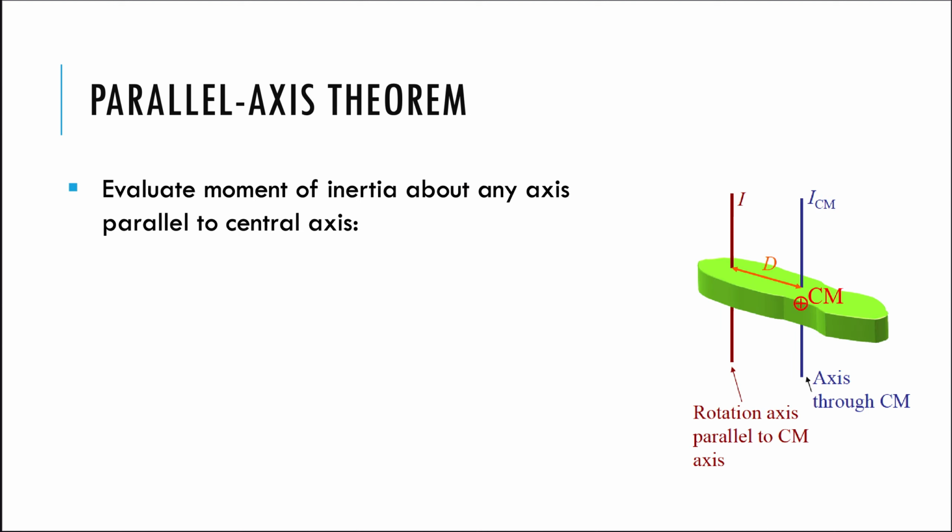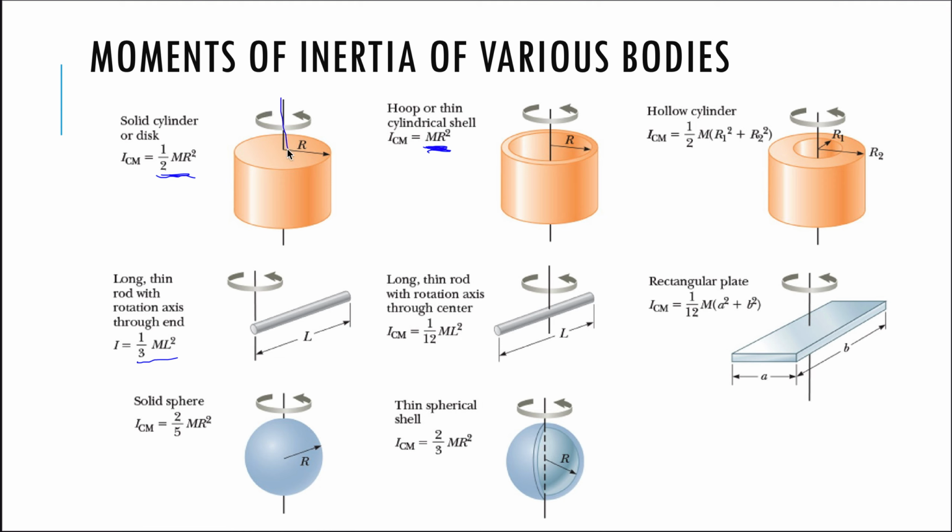The last thing in this video is, what if we want to find the moment of inertia of an object, but it's not rotating about its central axis? The central axis is the axis that goes through the center of mass. In most of the shapes that we just saw, you could see that the axis went through that center. Now there was an exception here, and we'll actually derive this expression. But in all the other ones, the axis went through the center. So how do we obtain an expression when it doesn't go through the center?